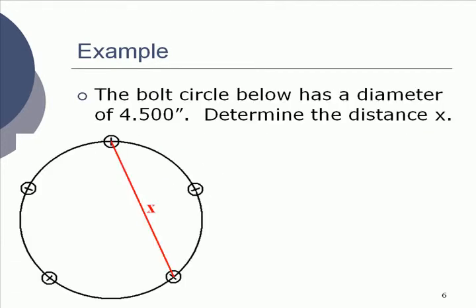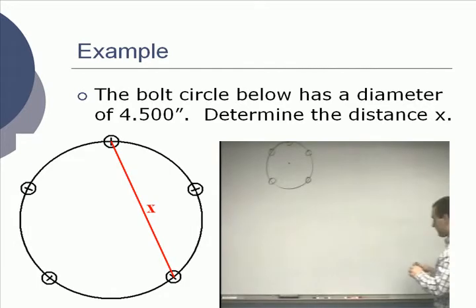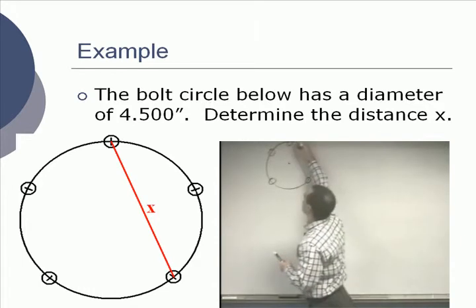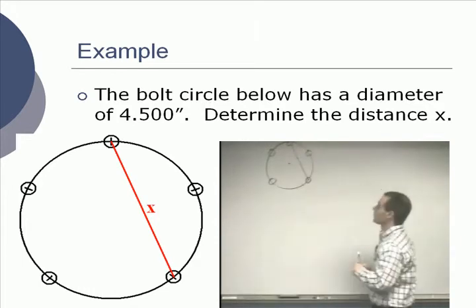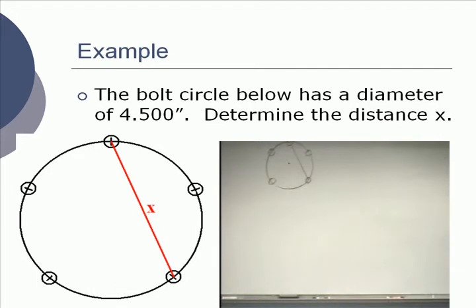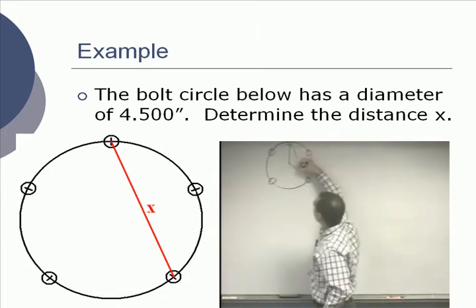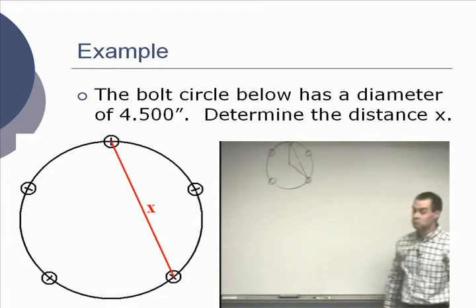We've got another bolt circle problem here. The diameter of the bolt circle is 4.5 inches. We want to know how far it is between any two bolts. Well, where do you want to complete your triangle? We know we need a triangle in there somewhere, and one side of it better be that distance. If you connect the two radial lines to those two bolt holes, you end up with a triangle.